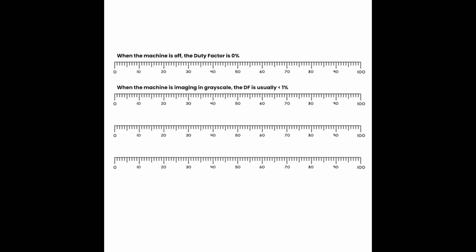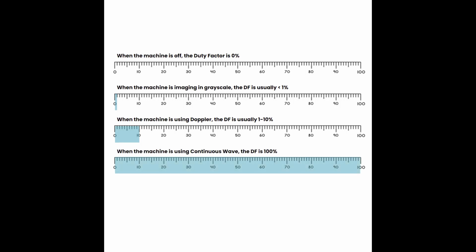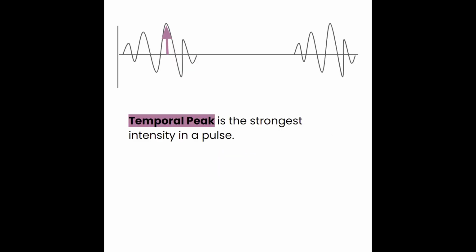Typically when we're using our 2D imaging in grayscale, the duty factor is less than 1%. So the sound is on for just a small fraction of time. The rest of the time is waiting to receive echoes from that small burst of sound energy. As we change to different ultrasound modes, such as Doppler, the duty factor can increase a little bit, usually between 1 and 10%, but 90% of the time is still listening or off time. Lastly, we do see 100% when we are using continuous wave ultrasound, and that means that there is constant ultrasound energy entering the body.